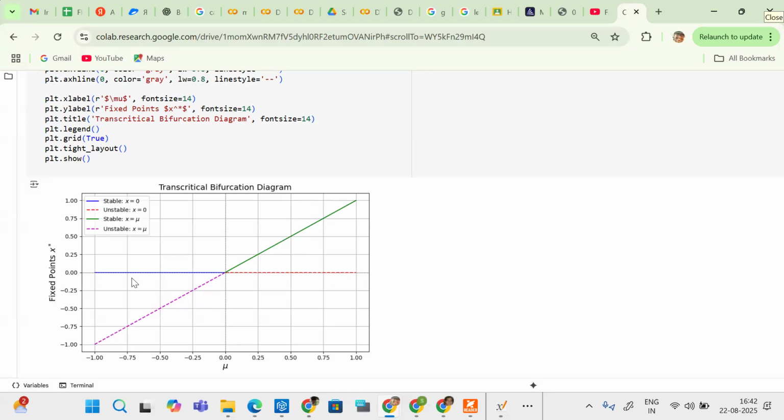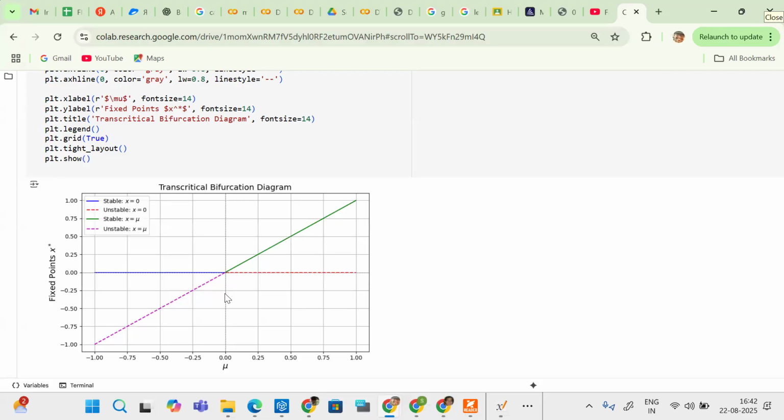So can you see the stable one, the fixed point 0, which was stable here for mu less than 0, is now unstable. And the fixed point which was unstable here for mu less than 0 is now stable here on the mu greater than 0. So now you can see an exchange of stability has taken place. At mu equal to 0, the derivative crosses 1. So therefore it is a bifurcation. And since this is a new kind of bifurcation from the saddle node studied before, where exchange of stability takes place, this is known as a transcritical bifurcation.